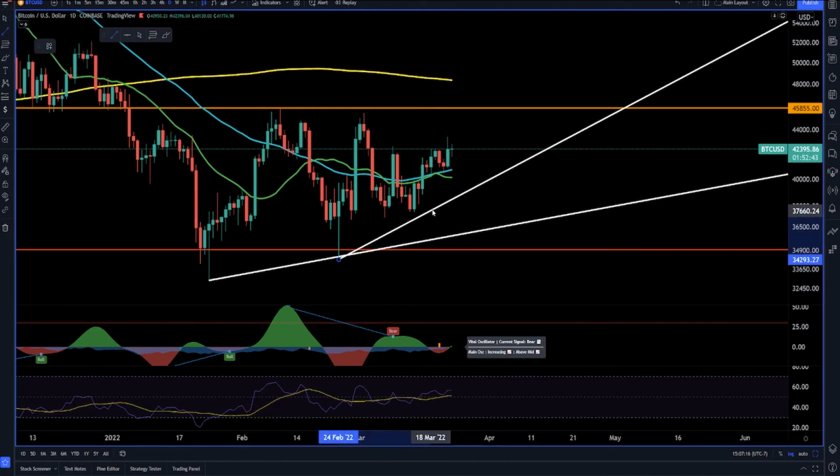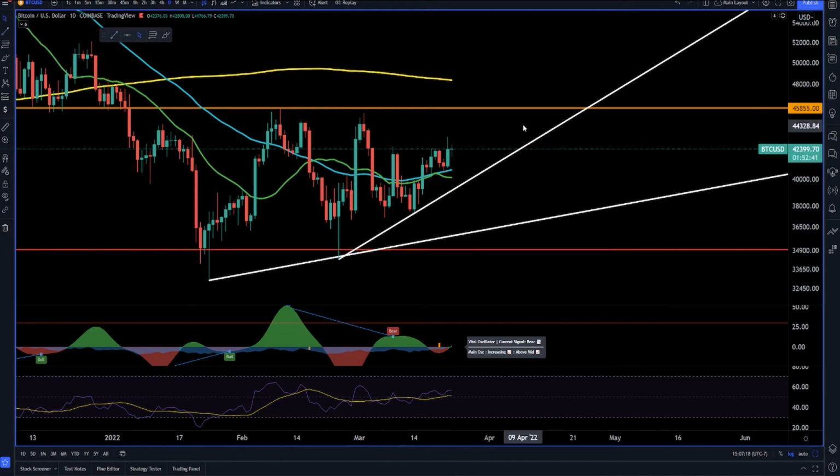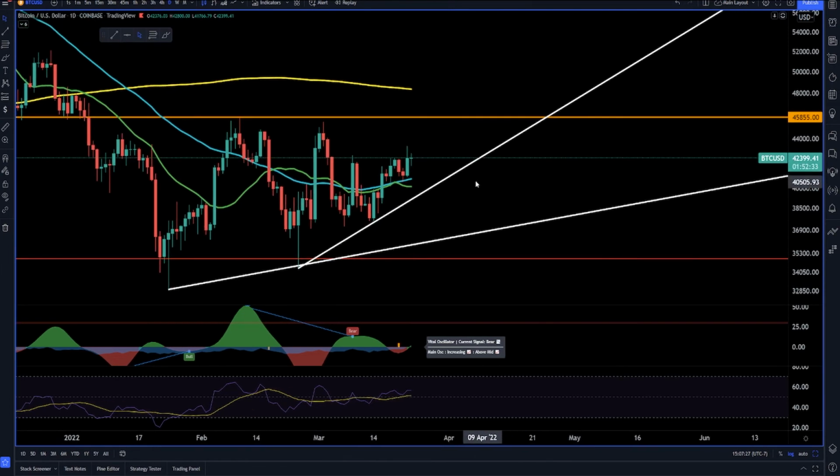If you guys are waiting to buy, for shorts, excuse me, you guys are going to be waiting for more of an aggressive standpoint here. You guys are going to be waiting for us to break down below this trend line right here. If that does occur, you will see shorts bring us back down to below 40,000.